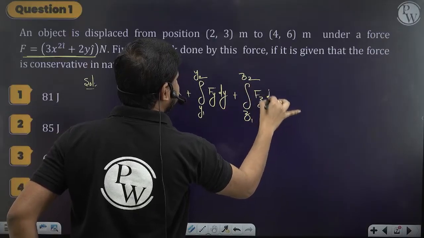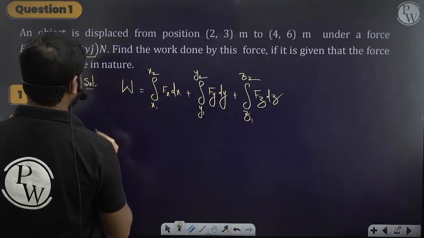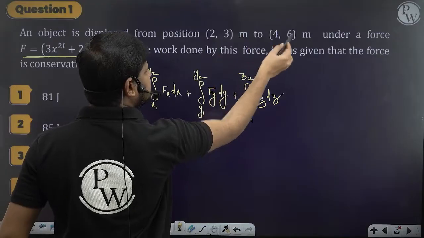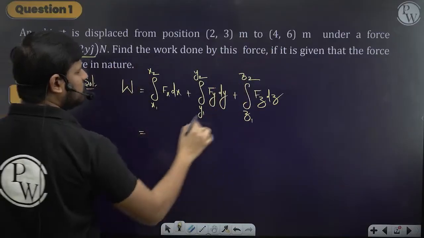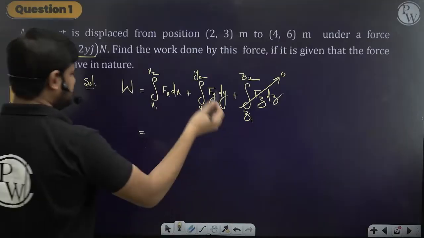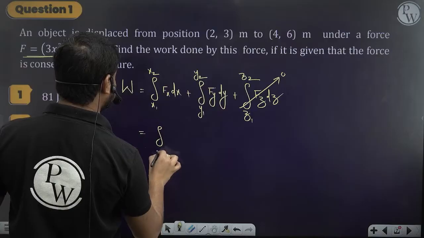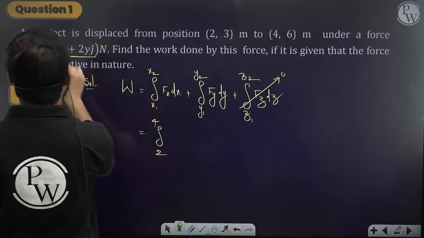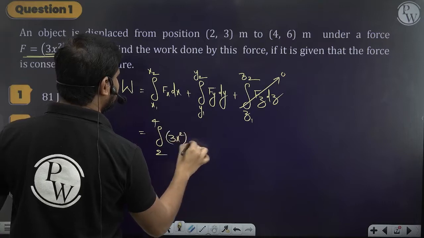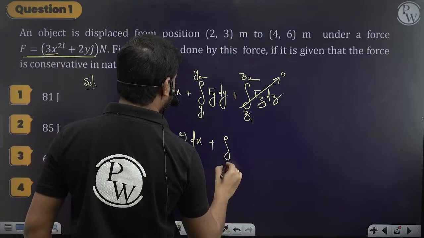Fz dz, right? Now see here, the work done from here, this is x1 y1, this is x2 y2, so it is changing only in x and y. So let's take out the z part. I can write here the integration in x from x1 to x2, 2 to 4. So what is the force in the x direction? 3x square dx, plus the integration of y from y1 to y2.